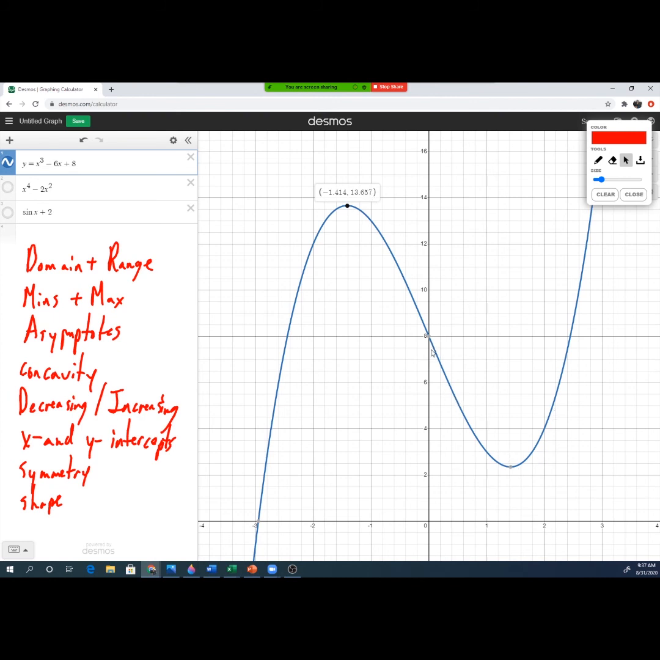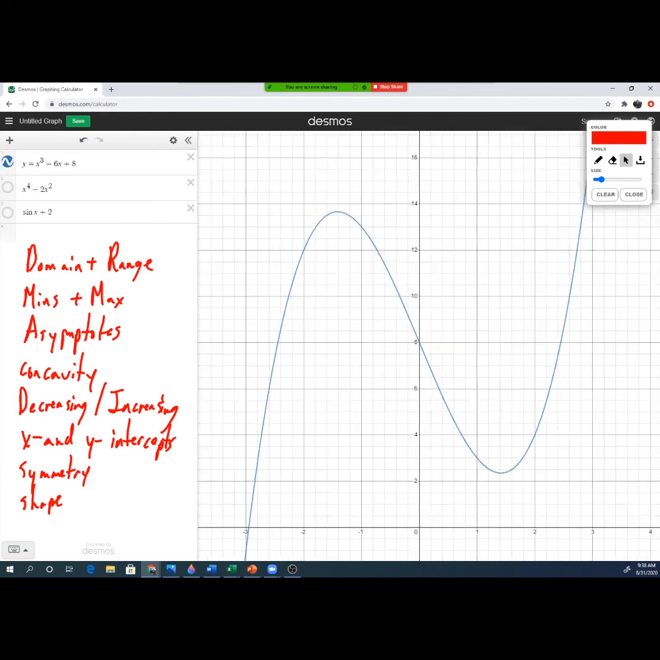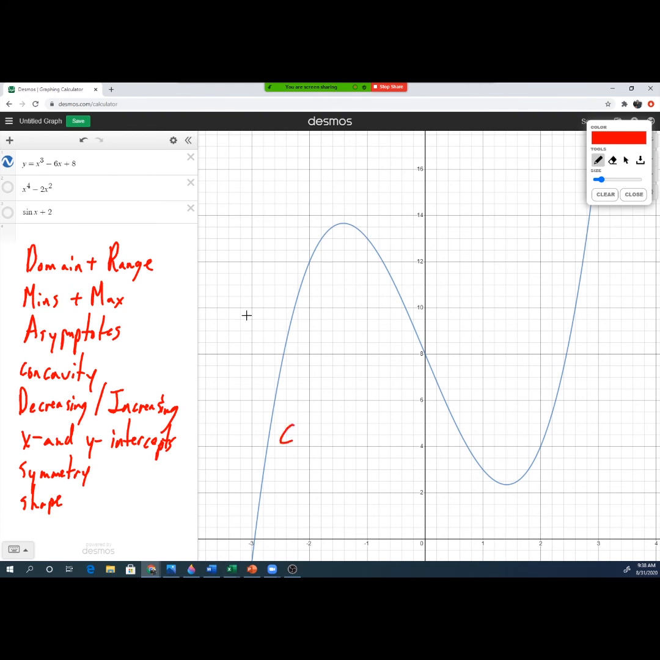For concavity, I would say something like it's concave down. CD I'm going to use for concave down, for the x's that are smaller than, probably right around, x is 0. In other words, if I made the shape of the graph with my hand, everything on this side would be concave down. And then everything on this side, I'd have to cup it up to represent it. I'd call this concave up.